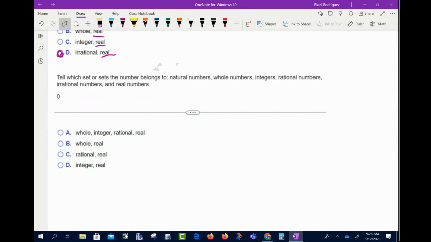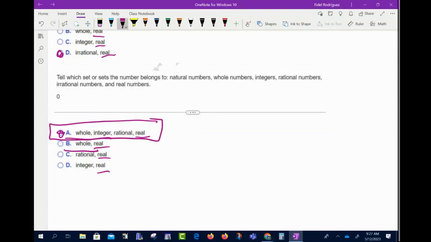Okay, let's take a look at 0. Is 0 a real number? Yeah, they're all real numbers. I'm not trying to trick you, I just want to make sure everybody understands. They're all going to be real numbers. Is it a whole number? Yes. So now I have 2 choices, it's either B or A. Is it an integer? Yes, it is. And it's also what else? A rational number, right? So my choice here is going to be A.